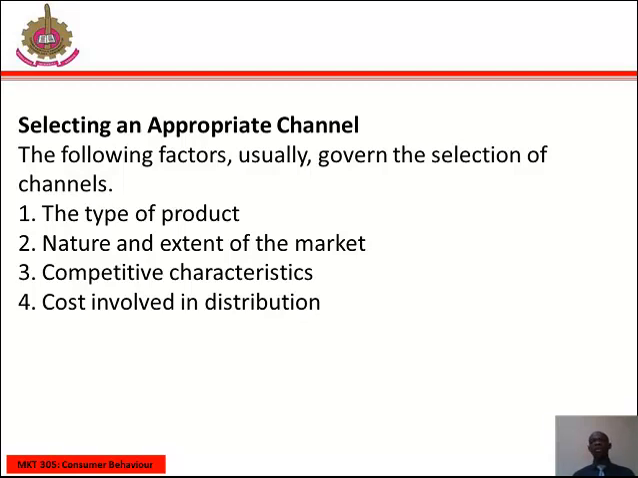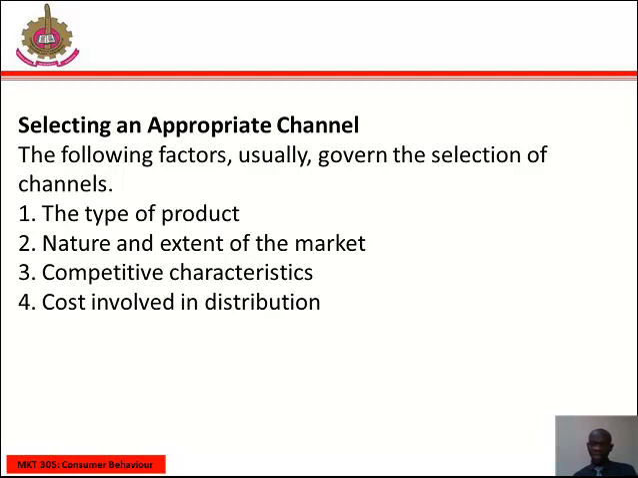However, distribution of products having low unit value and high turnover involves a large number of middlemen, as in the case of matchsticks, soap, toothpaste, and so on. When the product requires after-sales service, as in the case of television, air conditioners, and automobiles, the choice of middlemen may be limited to only those who are in a position to provide this service. Since not many middlemen may be capable of providing such service, their number may be limited.